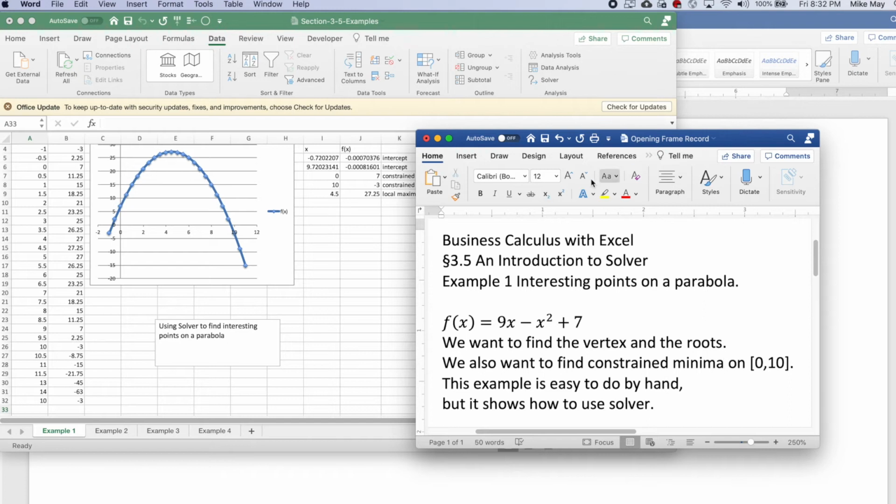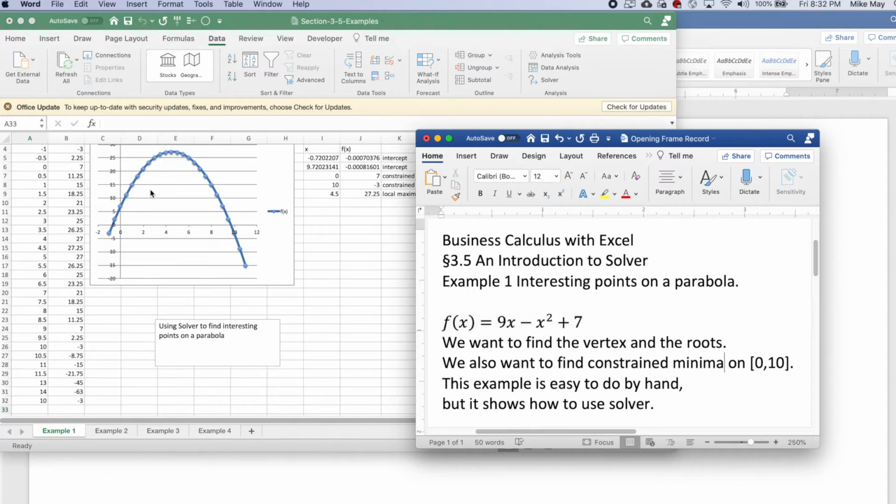Good morning. Today we're looking at Example 1 out of Section 3.5, an Introduction to Solver, out of the text Business Calculus with Excel. I'm starting with a nice easy parabola, f of x equals 9x minus x squared plus 7. I want to find the interesting points.